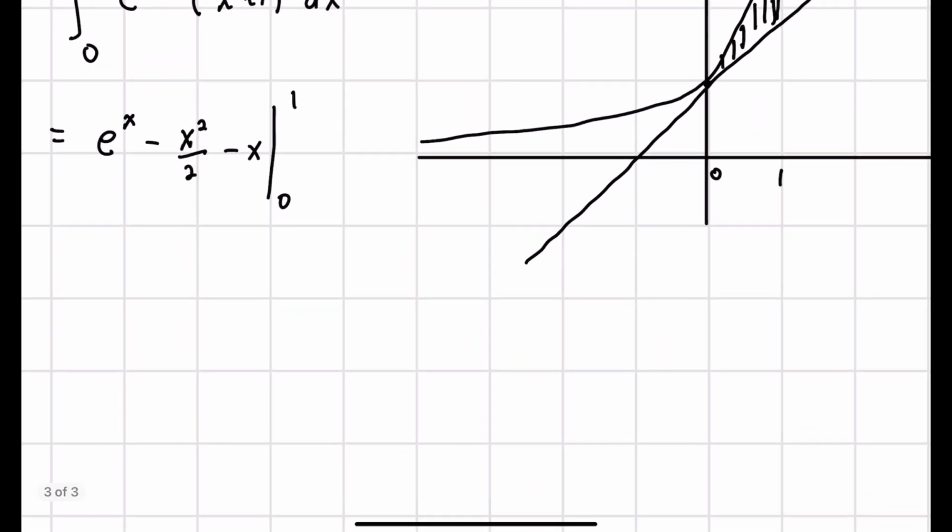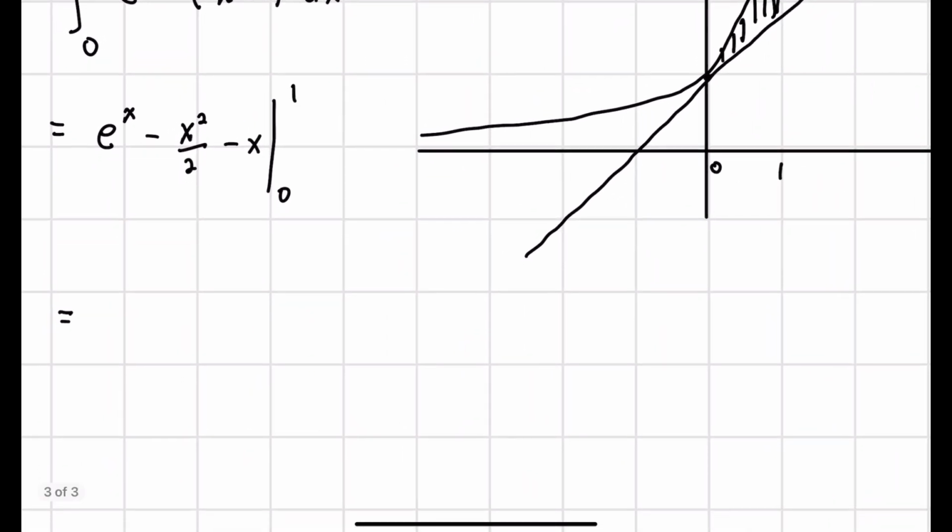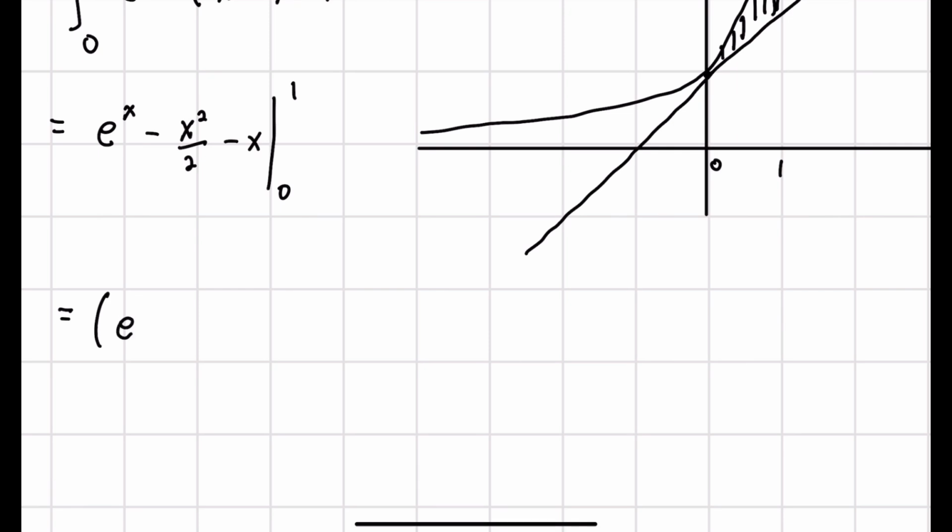So first, let's substitute the upper bound. So we have e to the 1 minus 1 squared over 2 minus 1, minus our lower bound now. So our lower bound, we have e to the 0 minus 0 squared over 2 minus 0.